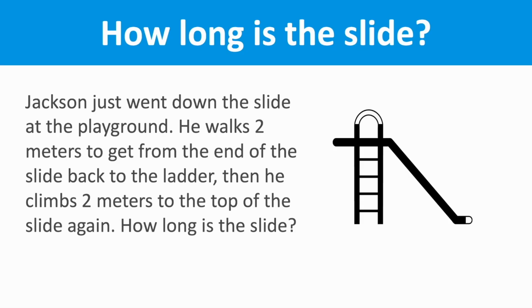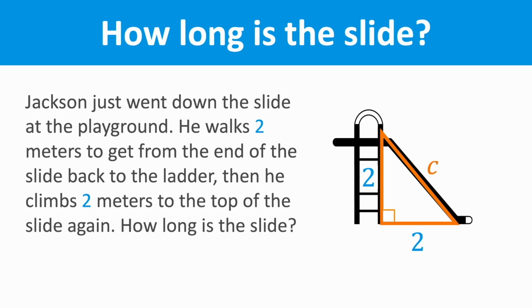Jackson just went down the slide at the playground. He walks 2 meters to get from the end of the slide back to the ladder. Then he climbs 2 meters to the top of the slide again. How long is the slide? To find the length of the slide, we want to represent this problem with the right triangle. The ladder goes straight up, so that's 2 meters. The distance from the bottom of the slide to the bottom of the ladder is also 2 meters. And we need to find the length of the slide, or hypotenuse.